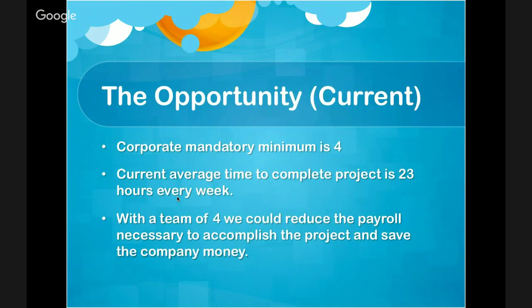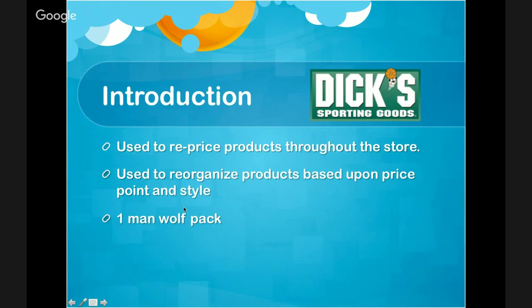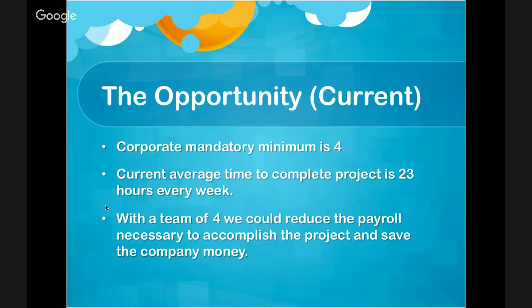And so our opportunity right now is to utilize the corporate mandatory minimum of 4 people, because right now this scan and activate team that goes through and does this process is a one-man wolf pack. That's me only. The scan and activate process changes the price per week on about 5,000 to 7,000 products, and takes on average 23 hours to complete. Now, the opportunity is to create a larger team to accomplish this process. With a team of 4, we could reduce those payroll hours of 23 down to about 16, so that we could save money and save time, create a more team-based atmosphere, and help our company with synergy and team morale altogether.